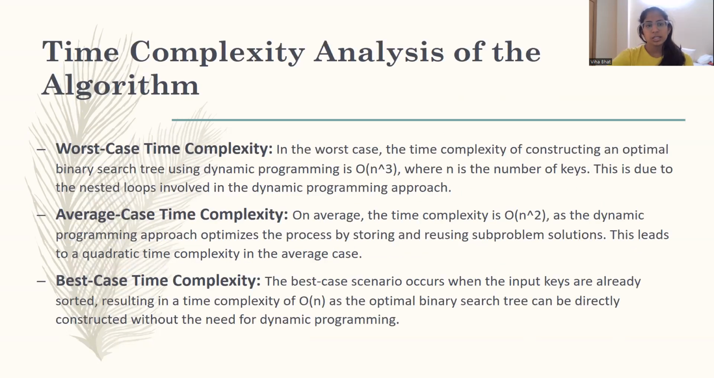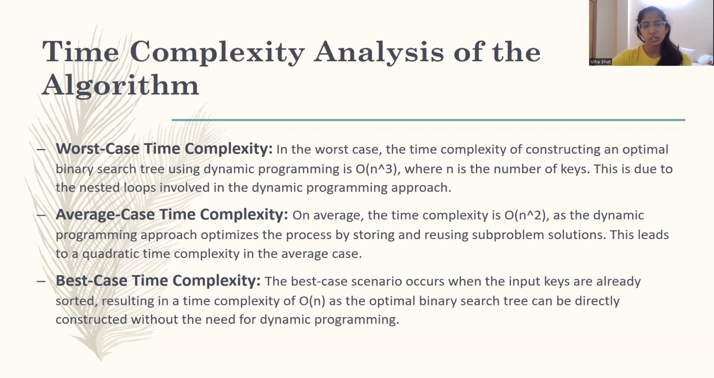Next is time complexity analysis of the algorithm. First, in the worst case, the time complexity of constructing an optimal binary search tree using dynamic programming is O(n^3), where n is the number of keys. This is due to the nested loops involved in the dynamic programming approach.